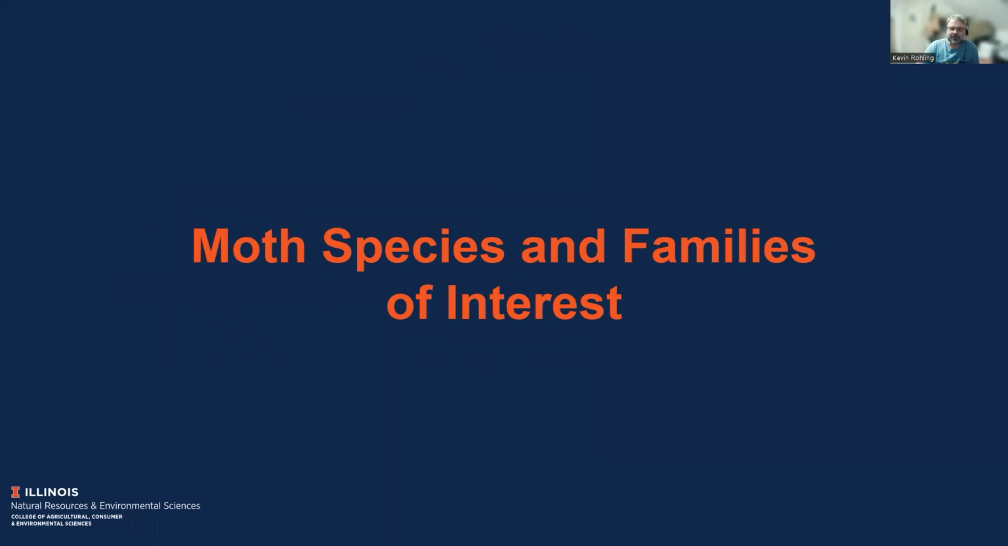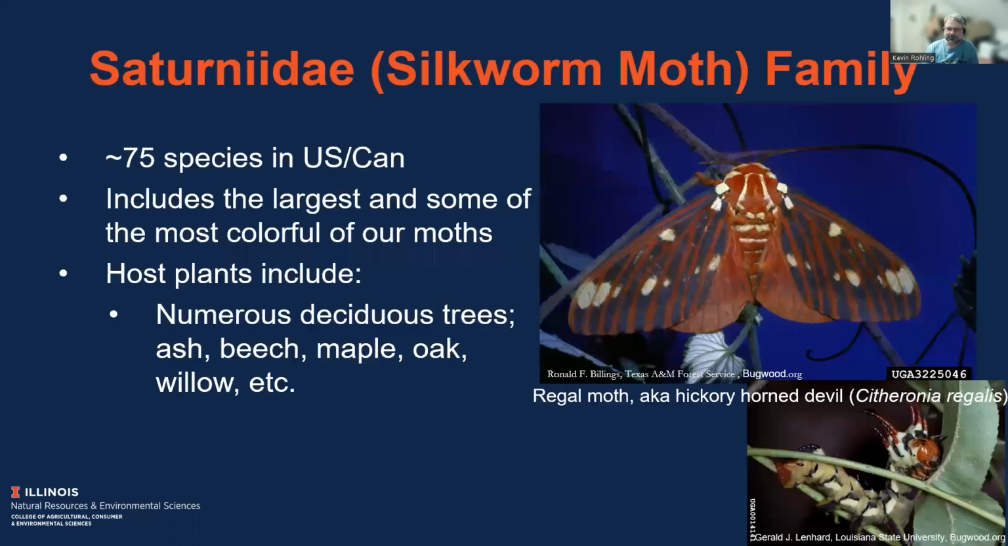So with that, we're going to jump into a different section, just looking at some of the moth species and different families of interest. With 1,800 or so species in Illinois, we're not going to get to them all, obviously, and we're not even going to get to all the families. But we're going to highlight a few of the more interesting ones because they're fun. So the Saturniidae, or the silkworm moth family.